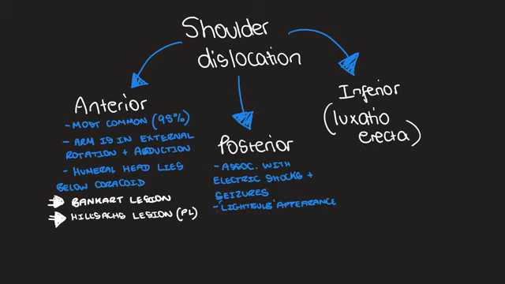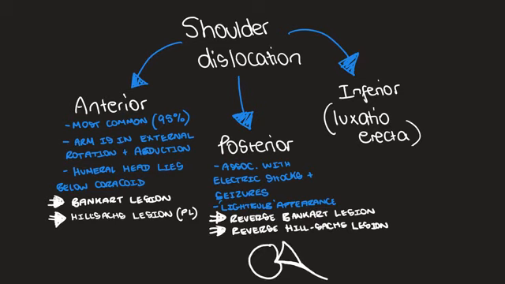Posterior dislocations are far less common. They usually occur in accidents such as electric shocks or with seizures. On an AP film, you'll see what is called the light bulb appearance. You can also get overlapping of the glenoid and the humeral head. Specific complications to look out for with a posterior dislocation are reverse Bankart and reverse Hill-Sachs lesions.